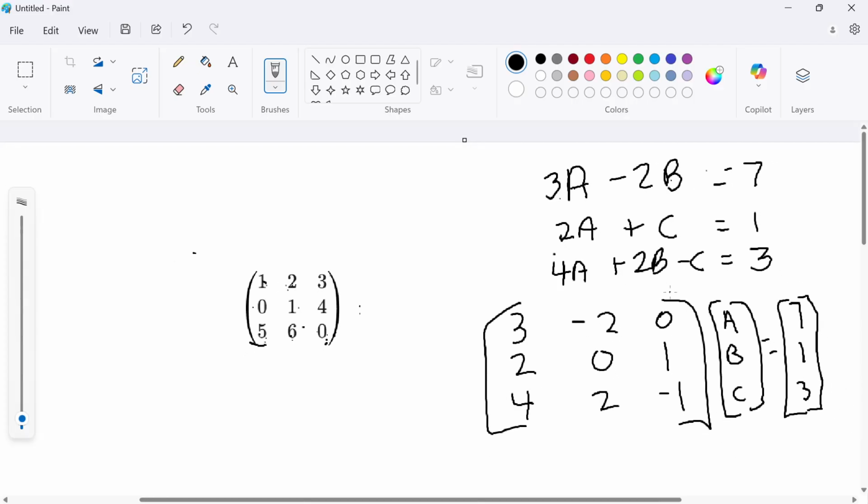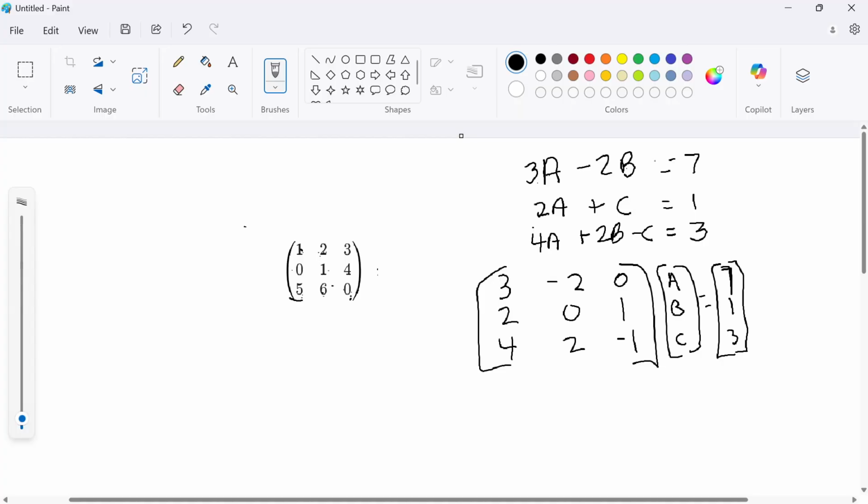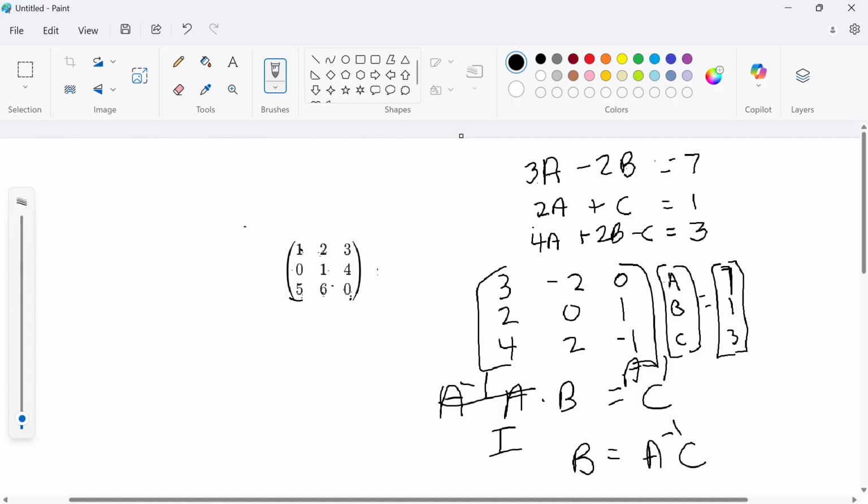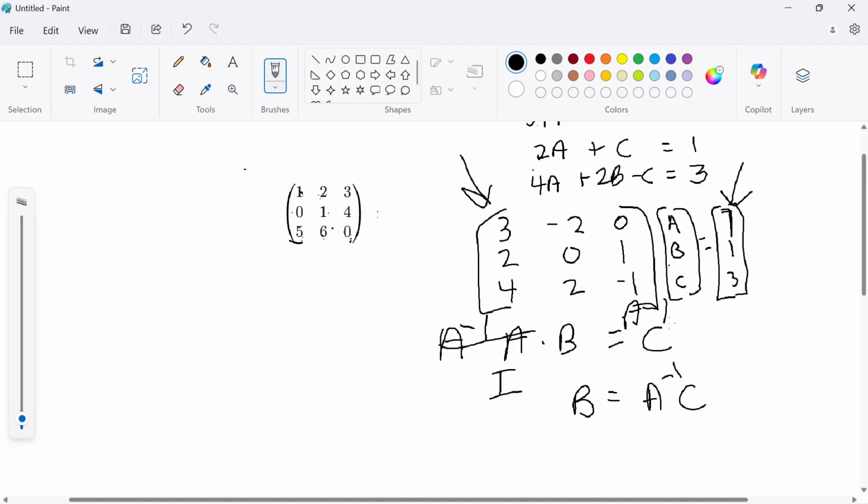I can find the answer to this system if I take, this is matrix A times matrix B equals matrix C. If I take the inverse of matrix A and multiply it by both sides, this becomes the identity matrix, which now gives me B equals the inverse of A times C. So if I multiply the inverse of this matrix times this matrix, I will get the solutions for the system of equations. I will get a value for a, a value for b, and a value for c, which solves it.